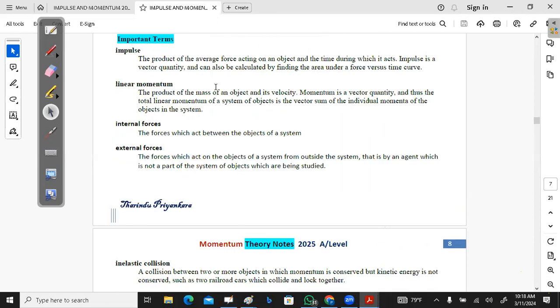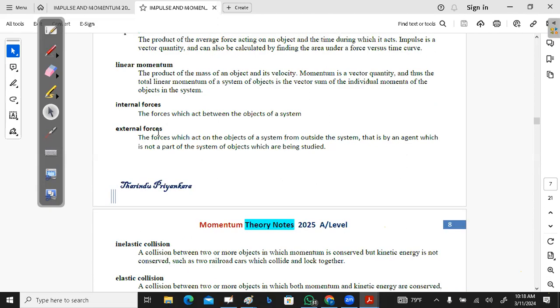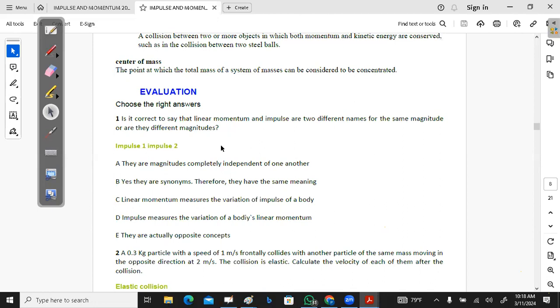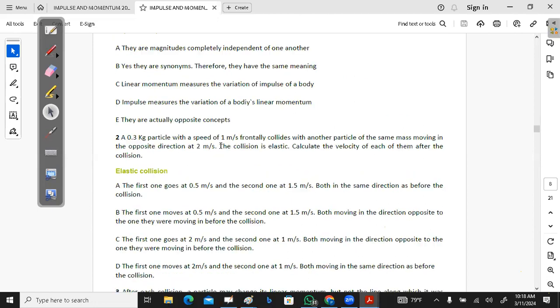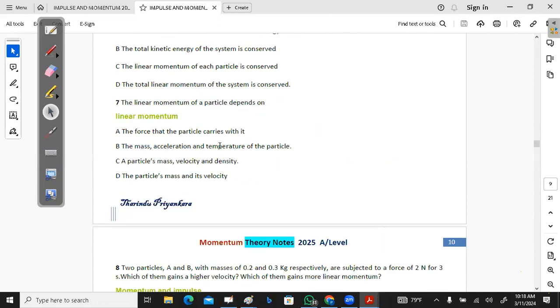So you'd better read and get to know these terms like impulse, linear momentum, force, external force, elastic collisions, inelastic collisions. But after collisions, we can't calculate any of this so far.